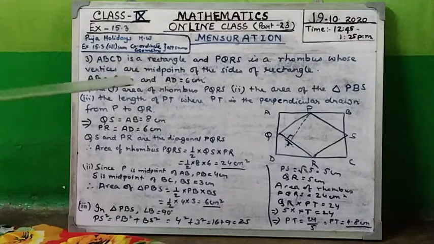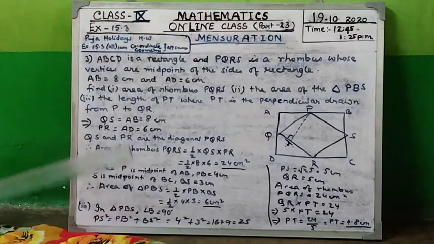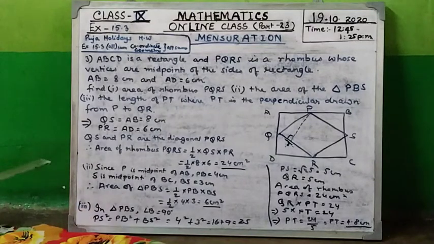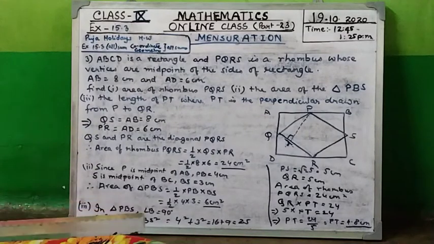So the area of the rhombus is 24 centimeter square. Then the area of triangle PBS is equal to 6 centimeter square. And the length of PT, where PT is perpendicularly drawn from P to QR, is equal to 4.8 centimeter.